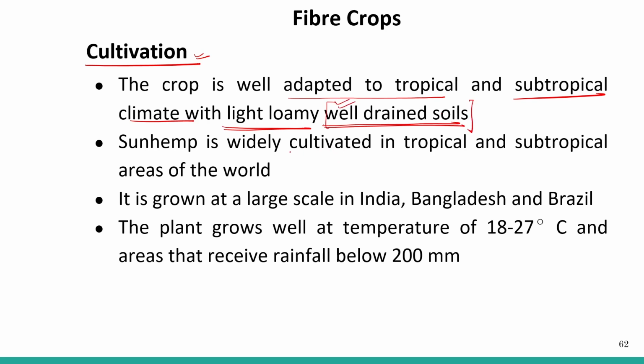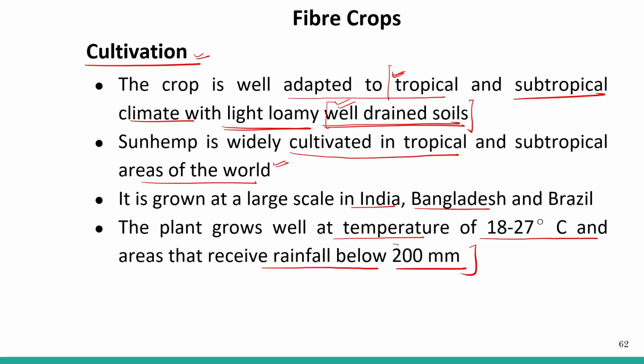Sun hemp is widely cultivated in the tropical and subtropical areas of the world. In our country also, as we are in the tropical region, we have this crop. It is grown at large scale in India, Bangladesh and Brazil. The plant grows well at temperatures of 18 to 27 degrees centigrade and in areas that receive rainfall below 200 mm. So we require a good rainfall for this plant.